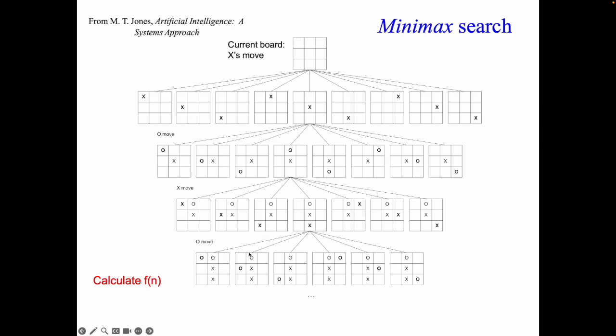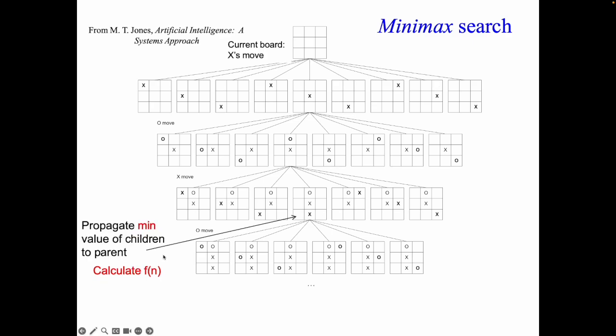Let's say this is 1, this is 2, 1, 3, 4, 1. So you have numbers from 1 to 4. Which one do you return to the previous state? Minimum. Why? Because this was the O move, right? Which is the min move. And so we return the minimum. So depending on which state you are returning to, if it was a max move, you return the maximum. If it was a min move, you return the minimum. So here, we propagate the minimum value of the children to the parent, which was this one.